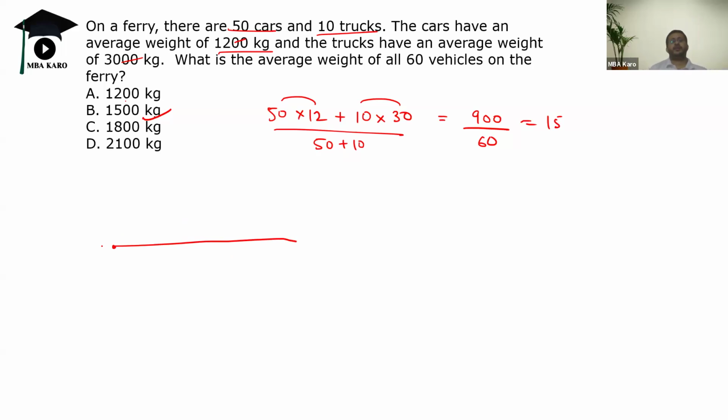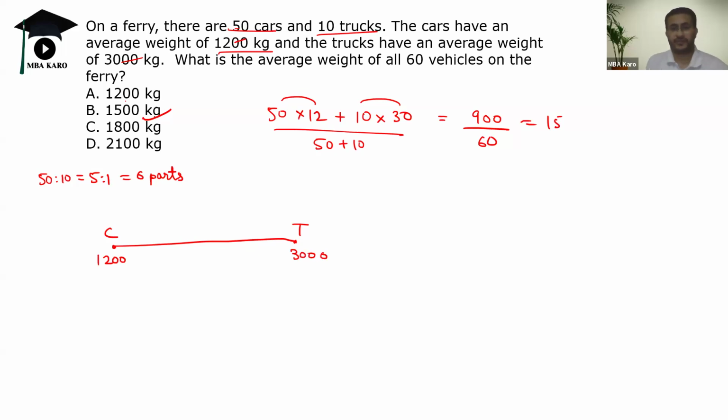First of all, write how many total parts we have. 50 cars and 10 trucks. The ratio is 5 to 1. That is 6 parts. Okay. So we will write cars on one side, trucks on one side. The weight is 1200. Okay. And the weight is 3000.